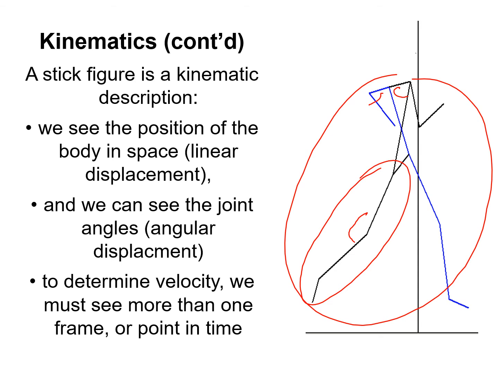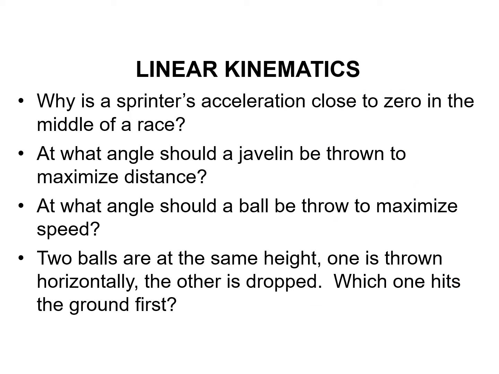We have to have 2 reference points or points in time to actually determine a change in velocity. So in linear kinematics, we use these kinds of concepts to determine different things. Why is a sprinter's acceleration close to 0 in the middle of the race? Well, usually when we're looking at a sprinter, in the middle of the race, their velocity isn't changing. They're traveling at a consistent velocity. If velocity isn't changing, we have no acceleration.